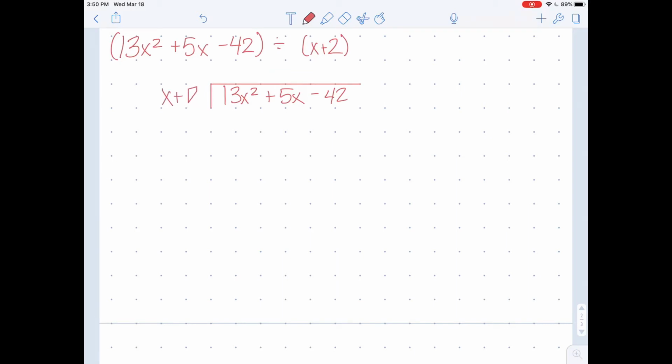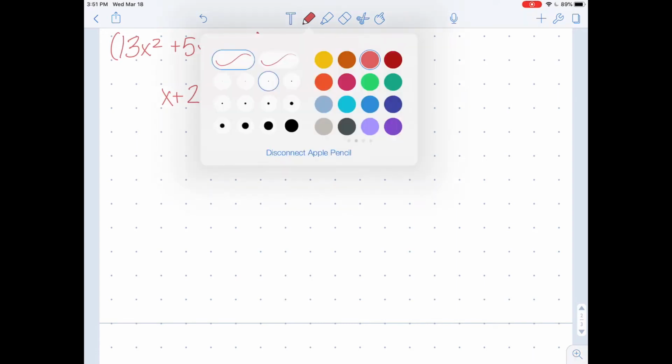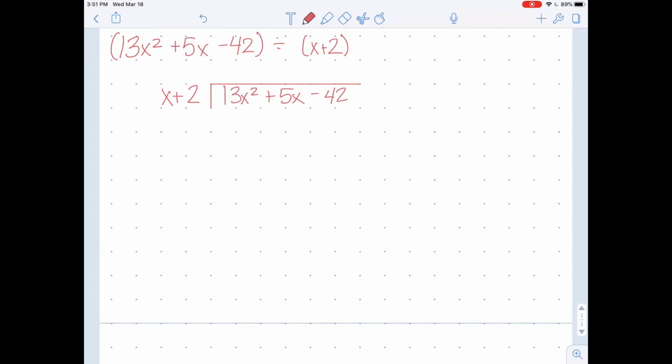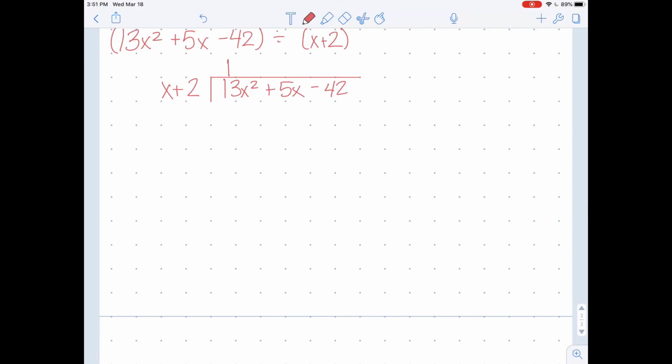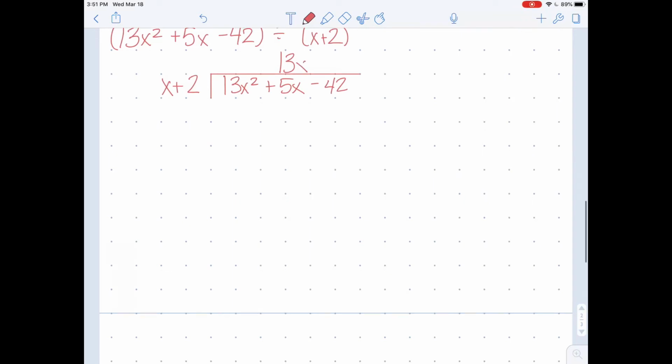Okay, so now, whoops. I've got x and 13x squared. What am I going to multiply x by to get 13x squared? Well, for sure 13. And remember, it always goes over the second term. And to get x squared, I'm going to need another x. So 13x times x plus 2 is 13x squared plus 26x.